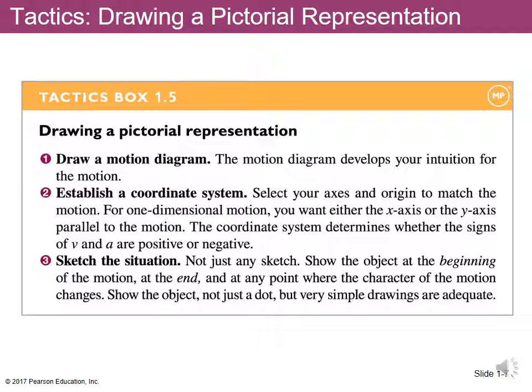Then try to sketch the situation. Show the object at the beginning of the motion, at the end, and identify any quantities that you know and any quantities that you don't know. This does not have to be a complicated drawing, just something really simple. Again, the whole idea is just to begin the process of taking words on the page and translating that into a physical situation that you can understand.